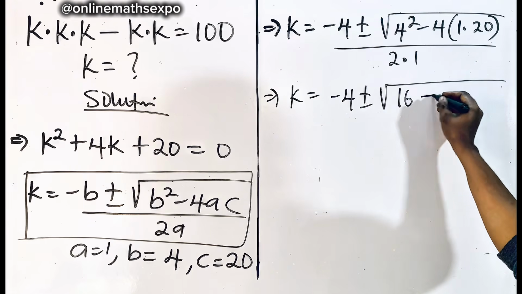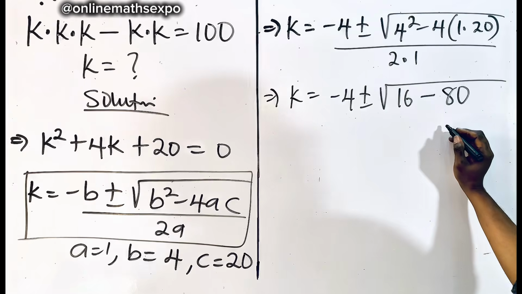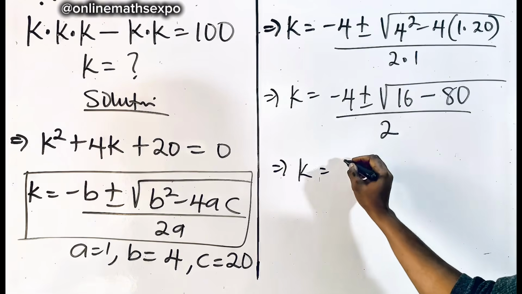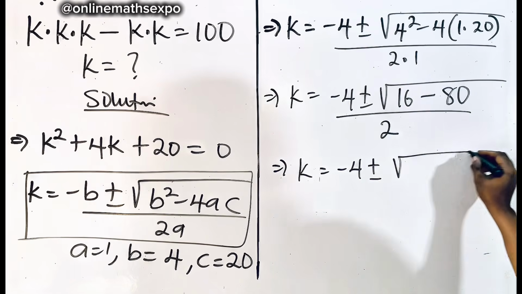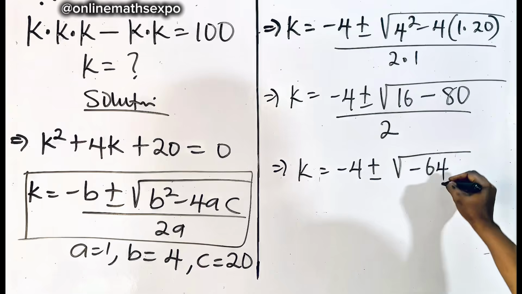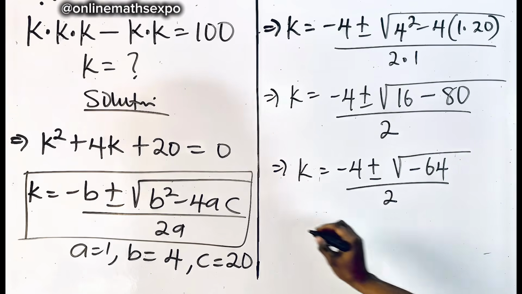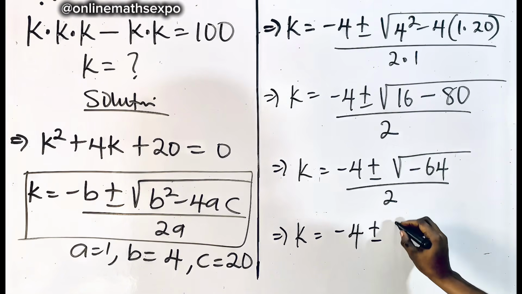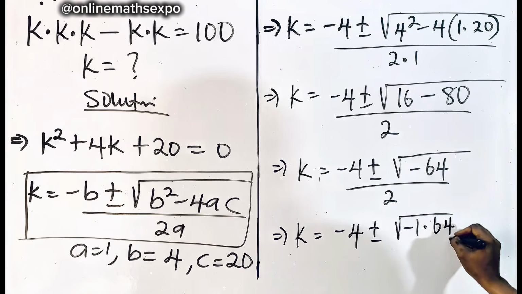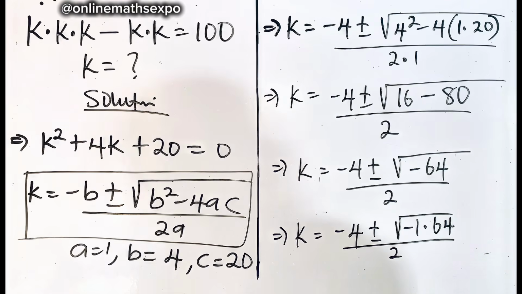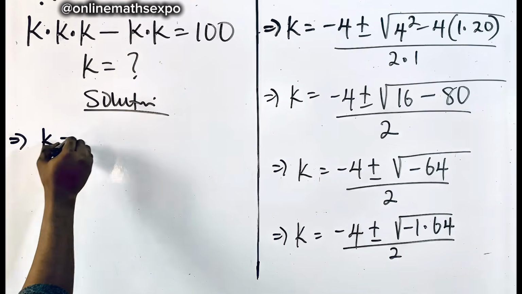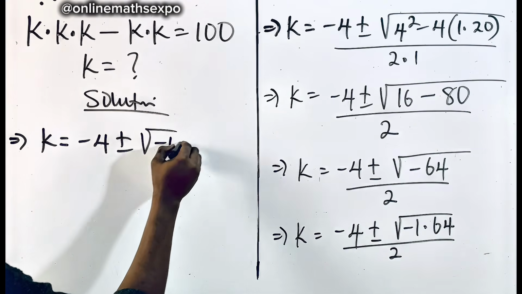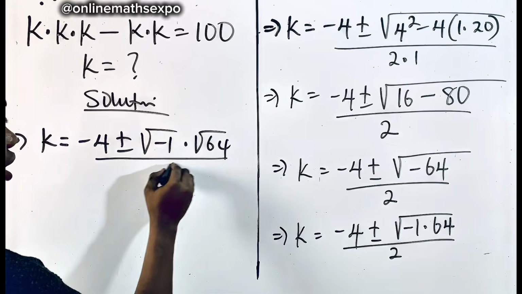So we have k is negative 4 plus or minus square root. Square this, it gives you 16. Multiply this, it gives you negative 80, divided by 2. So we have k is negative 4 plus or minus square root. If you subtract this, it is negative 64 divided by 2. Now this is also the same as k is equal to negative 4 plus or minus square root of negative 1 multiplied by 64, divided by 2. Keep solving. We can split this, so it gives us square root of negative 1 multiplied by root 64, divided by 2.